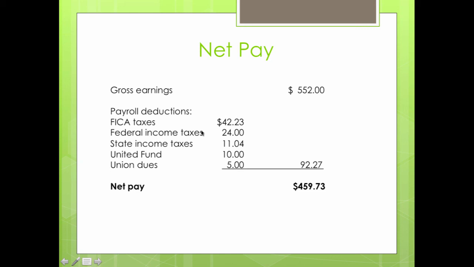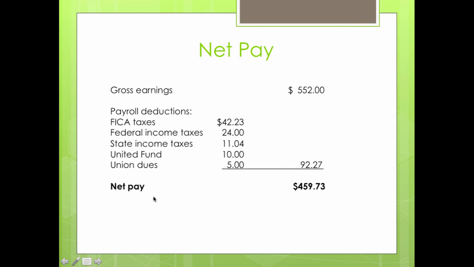But as an employer, as a business owner, I'm going to have to take out the FICA taxes, the federal income taxes based on the withholdings, and state income taxes. This may be some kind of fund that this person may decide to donate to, and then it's a union employee, so they have to pay $5 a month for union fees. And all these deductions total $92.27.